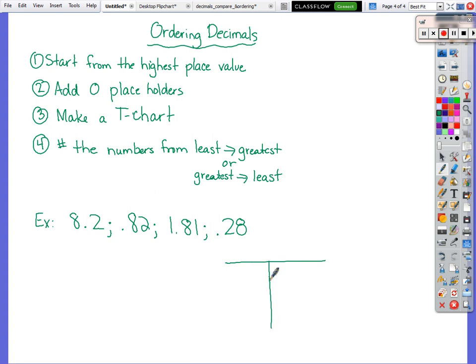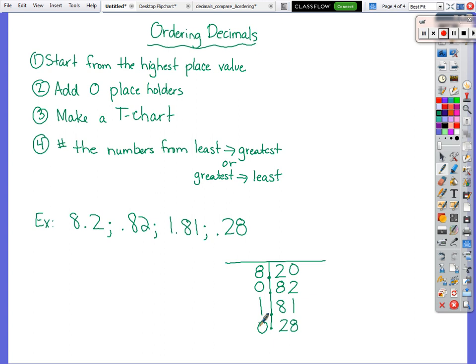My first one, my 8 goes on this side because my whole numbers go on this side, because there's my decimal. And then decimal over here. So that's the important thing, is that you line that decimal up on the t-chart, so you have your numbers in the right spot. Okay, now I have to put in my 0 placeholders.